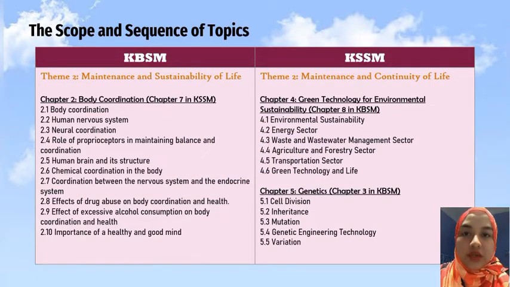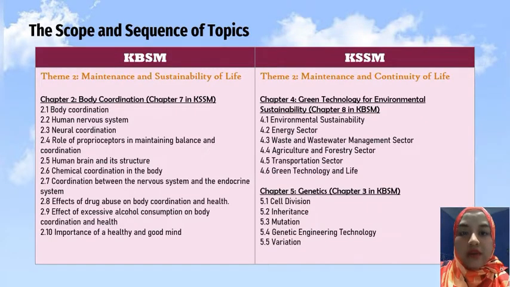Theme 2 in KBSM is Maintenance and Sustainability of Life. It covers Chapter 2 and 3. First, we look at Chapter 2 Body Coordination, which is placed in Chapter 7 in KSSM. Theme 2 in KSSM is Maintenance and Continuity of Life. Theme 2 in KSSM covers 4 chapters, from Chapter 4 until Chapter 7. Now we look one by one. For Chapter 4, Green Technology for Environmental Sustainability, it is placed in Chapter 8 in KBSM.